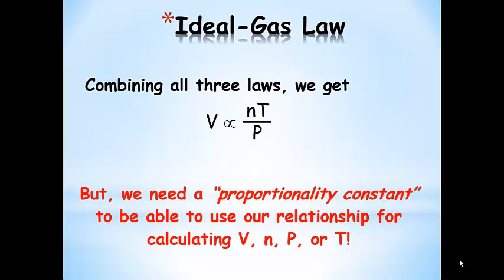So if we put all these together, we're going to get something that looks like this. Okay, so we have the volume is proportional to the moles of gas times the temperature divided by the pressure. Now, you don't need to be able to do that. We're just going through this and seeing where it came from. But we do need a proportionality constant to be able to use our relationship for calculating volume, moles, temperature, or pressure. Right now we know that they're proportional, but we wouldn't be able to get an exact value for any one of these, even if we had the others.